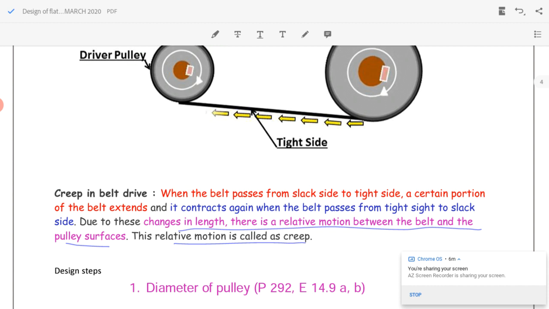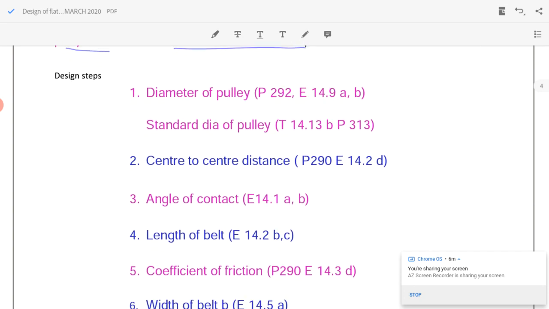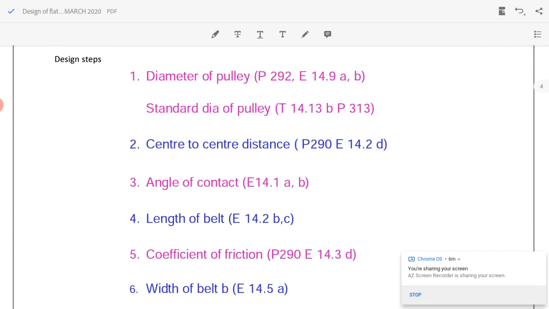Now we can see how to design a belt drive. So in a belt drive, there will be a driver pulley and a driven pulley of different diameters D1 and D2. They will be connected by a belt drive.